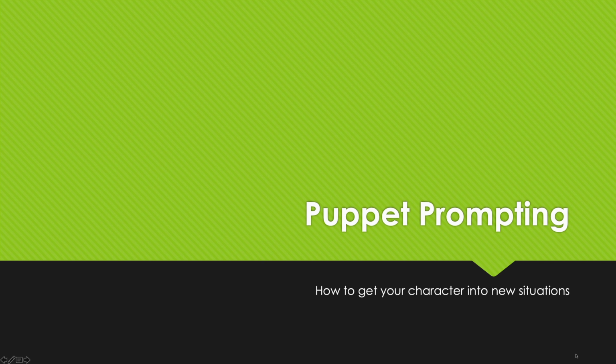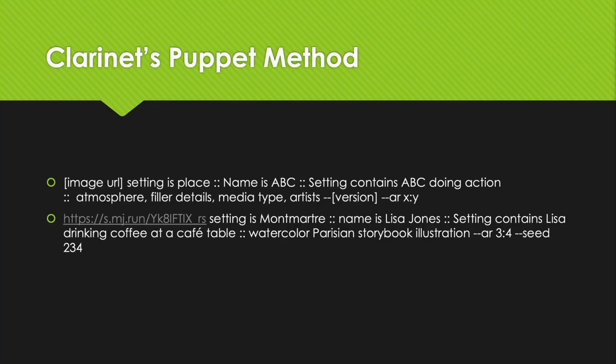So let's get started. All right, so this is the template for Clarinet's puppet method, where you have an image of, this can be an image of your character or the setting, but you don't have to have the image of the character and the character in the same part of the prompt. So this is a multi-prompt, obviously, but you can have your character image here with the setting. That is completely fine.